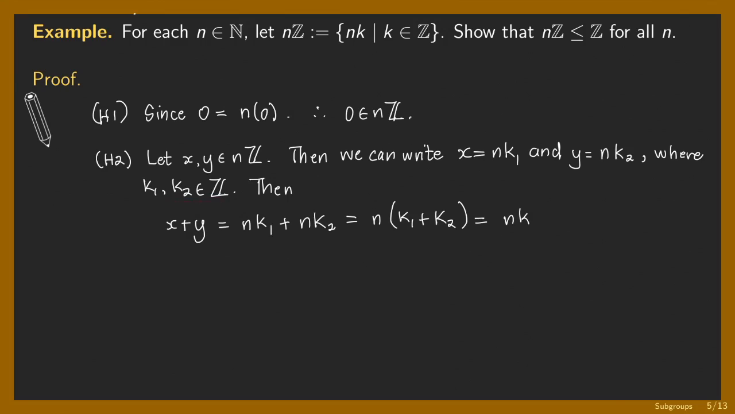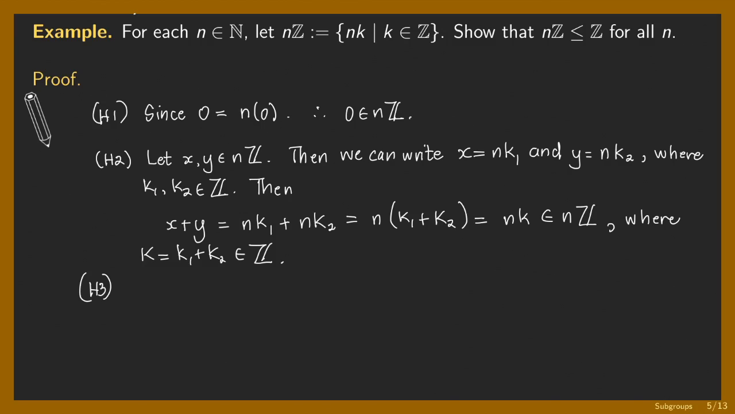So let's say that's k. So as you can see, the sum is still in nZ. Let me just write here for emphasis that k is k1 plus k2, and that is certainly an integer. Okay, so therefore we have verified, or we have proven, that the sum of two elements in nZ is also an element of nZ.